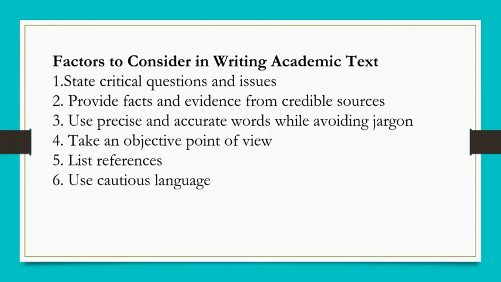And of course, we have factors to consider in writing academic texts. It should state critical questions and issues so that you can potentially create your own solution. It should provide facts and evidence from credible sources. You have to make sure that the sources that you have are all reliable, all truthful, all factual. You have to make sure that they are by people who thoroughly investigate the information. And you have to use precise and accurate words while avoiding jargon. And make sure to take an objective point of view. When you say objective point of view, make sure that you have a purpose, you have a goal. And you have fewer references and use quotation language.